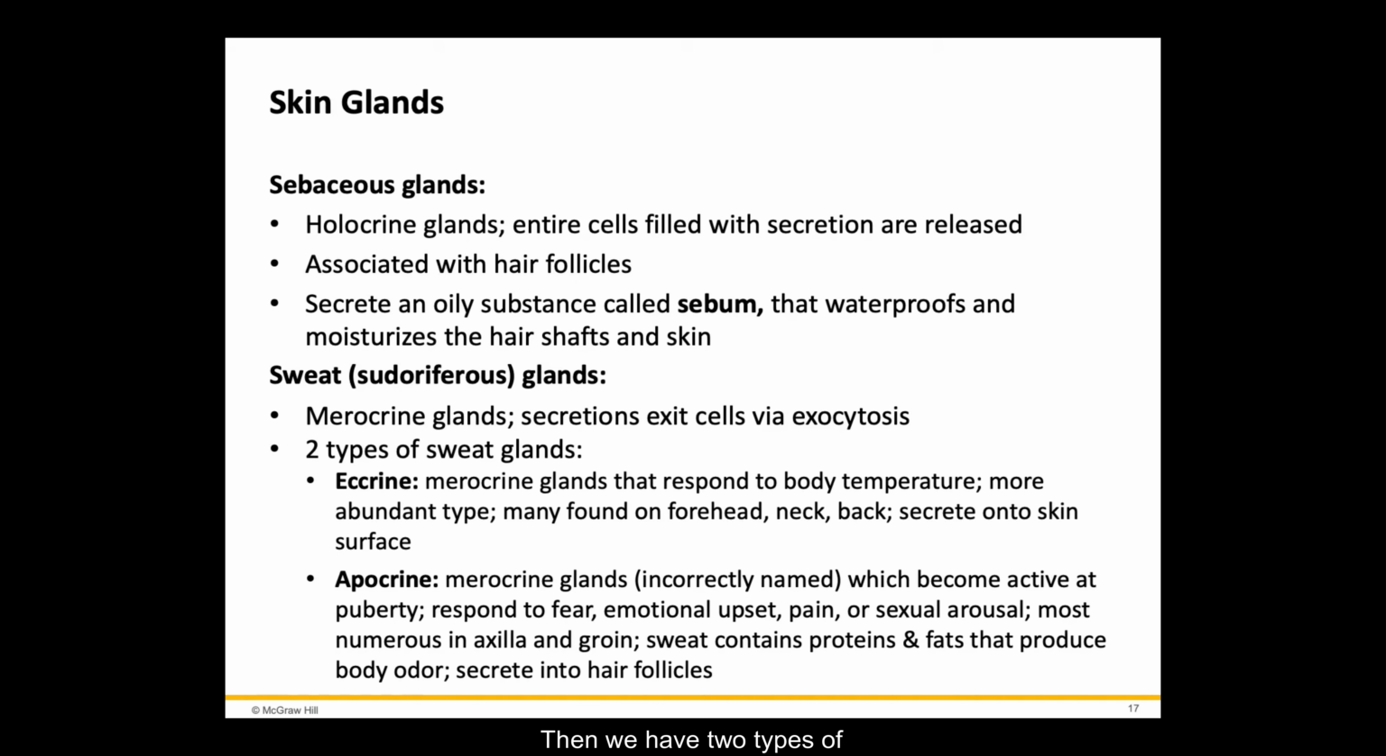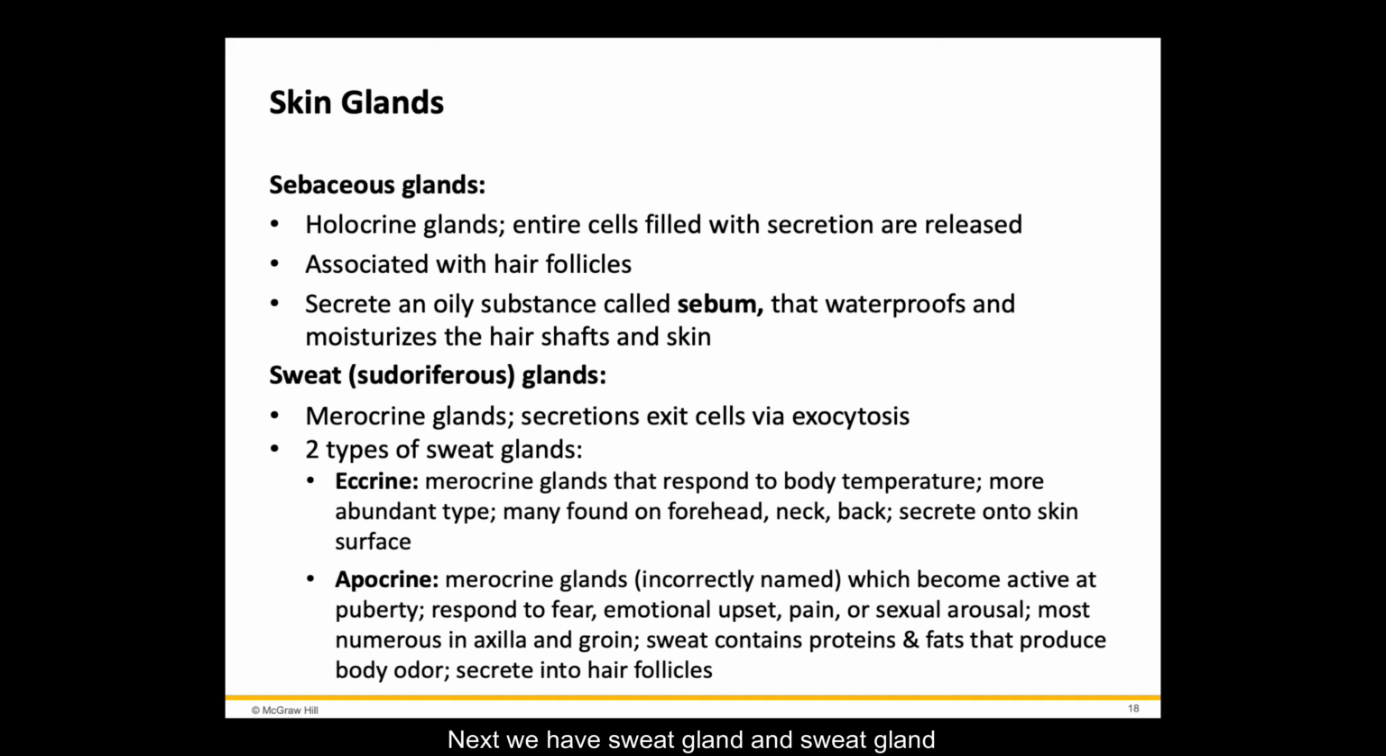Then we have two types of skin glands. These are the sebaceous gland and the sweat gland. Sebaceous glands produce an oily secretion called sebum, and they are flask-shaped with short ducts that usually open in a hair follicle. Sebaceous glands are holocrine glands with little visible lumen, and their secretion consists of broken down cells replaced by mitosis. Sebum keeps the skin and hair follicle from becoming dry, brittle, and cracked.